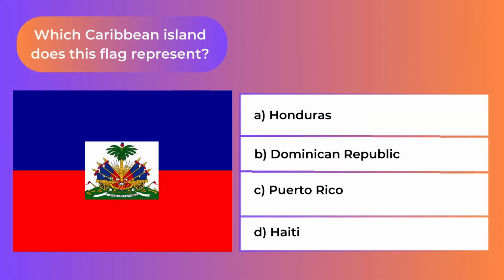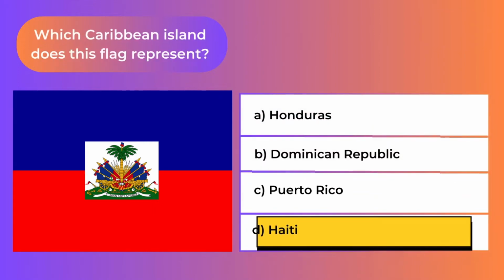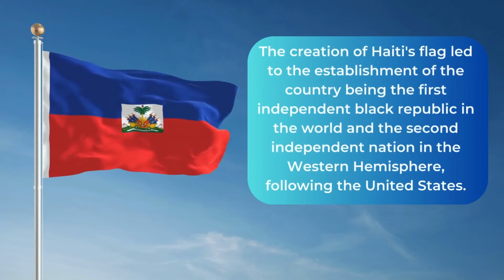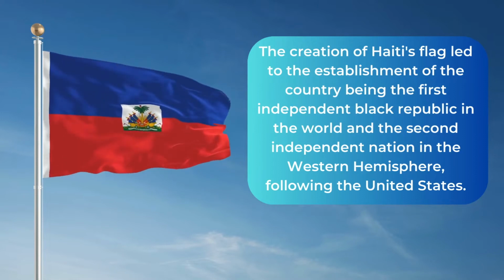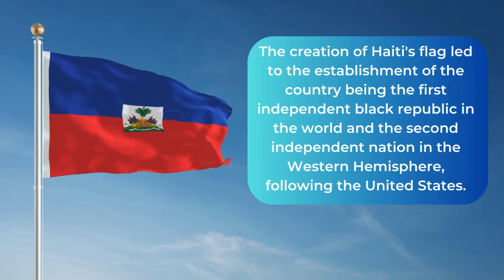Which Caribbean island does this flag represent? The answer is D, Haiti. The creation of Haiti's flag led to the establishment of the country being the first independent Black republic in the world and the second independent nation in the Western Hemisphere, following the United States.